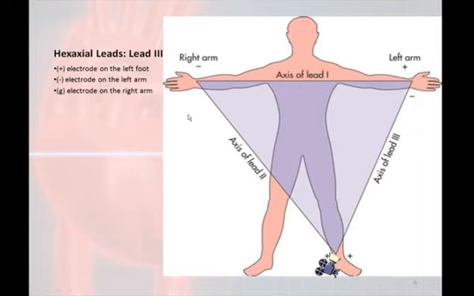The next view we're going to look at is lead 3. In lead 3, you're going to keep the positive electrode on the left foot, but you're going to move the negative electrode over here to the left arm. The ground electrode is going to be moved over here to the right arm. You're still looking from the left foot, but now rather than looking at the right arm, you're looking up this way towards the left arm.